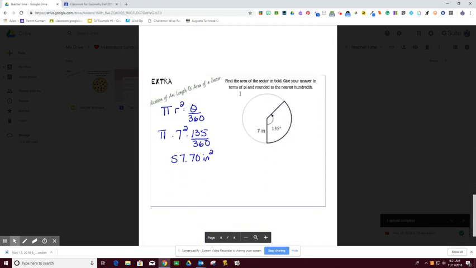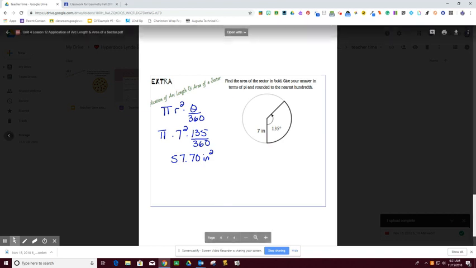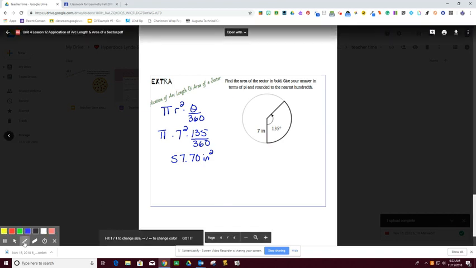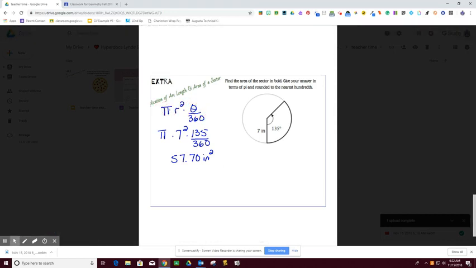And then for my last example, it's the same kind of thing. Find the area of a sector. Again, I'm looking for this part. So that's going to be 135 over 360, times 7 squared, which is my radius squared, and I'm going to get 57.70 inches squared.